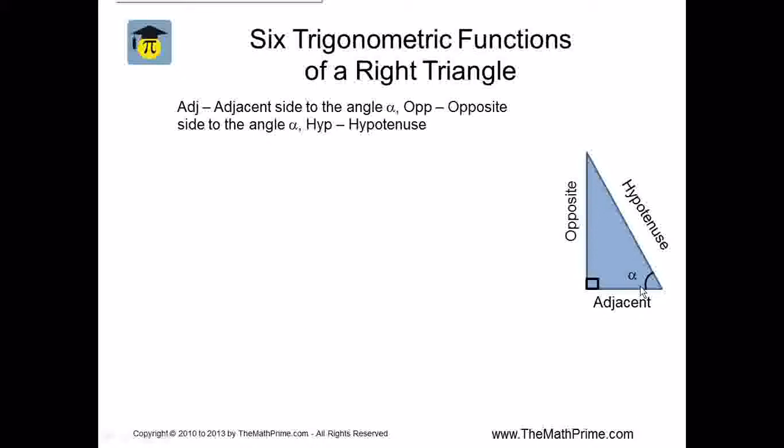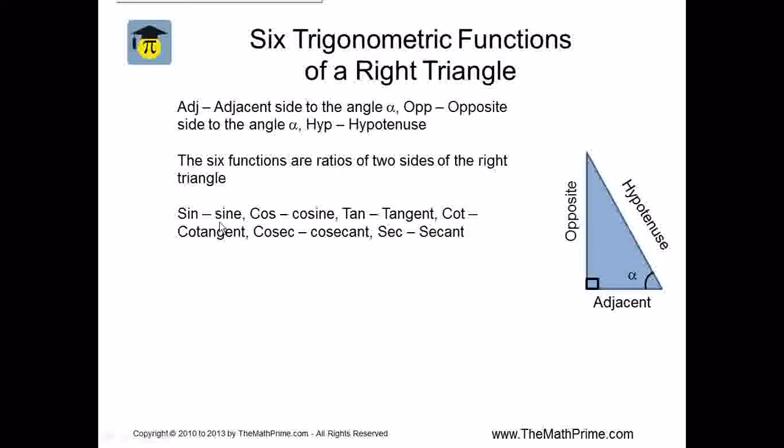This is the side that is adjacent to the angle, the hypotenuse, or the longest side of the right triangle, and this is the opposite side. We also abbreviate adjacent as ADJ, opposite as OPP, and hypotenuse as HYP. The 6 functions that we have in trigonometry are ratios of any two of the right triangle sides.